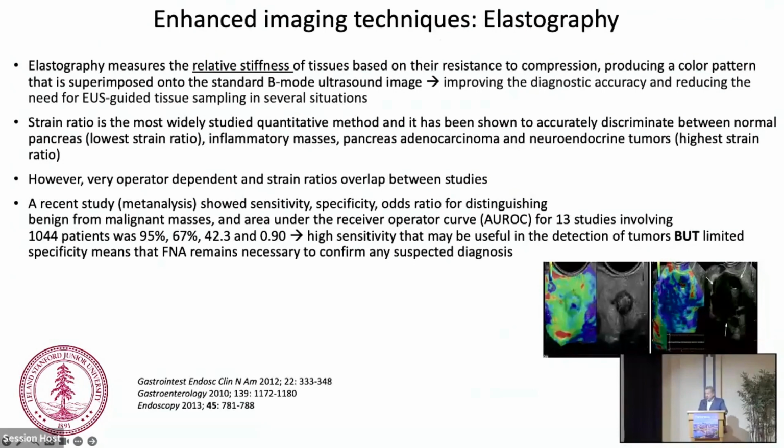So this is what it looks like. And I had some nice videos, but you can see on the left side of that screen is a small mass which essentially has very low strain ratios and stiffness, and on the right side a mass that has very high strain ratios before biopsy.